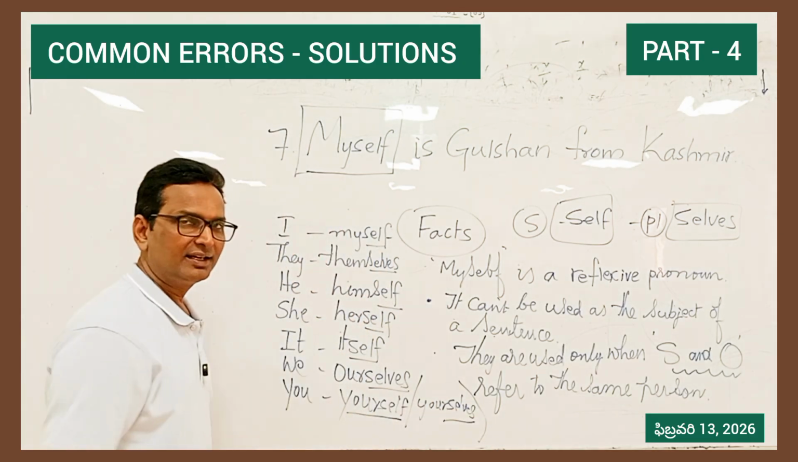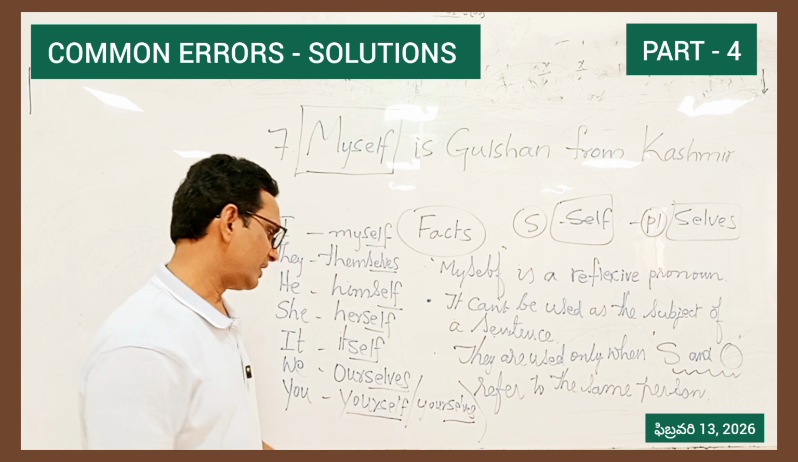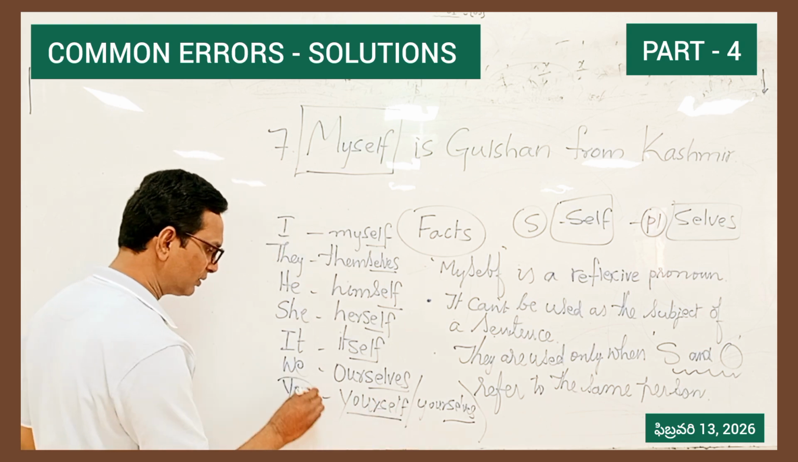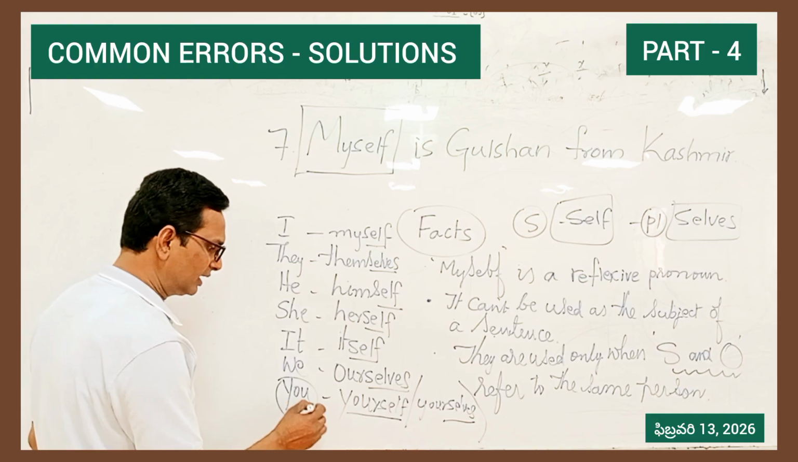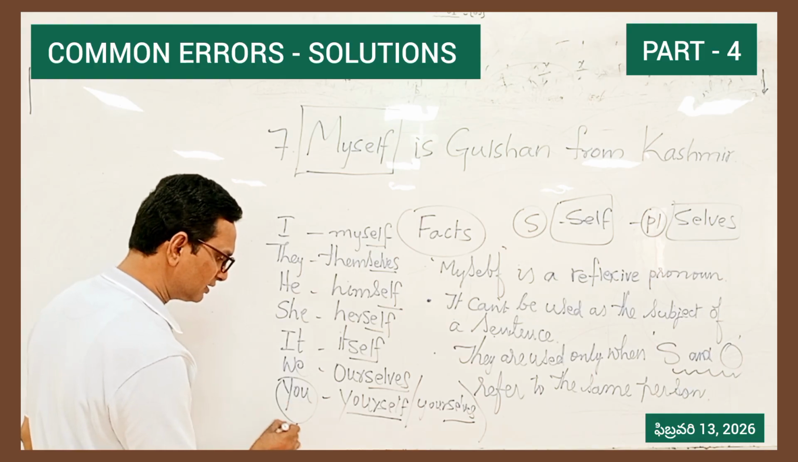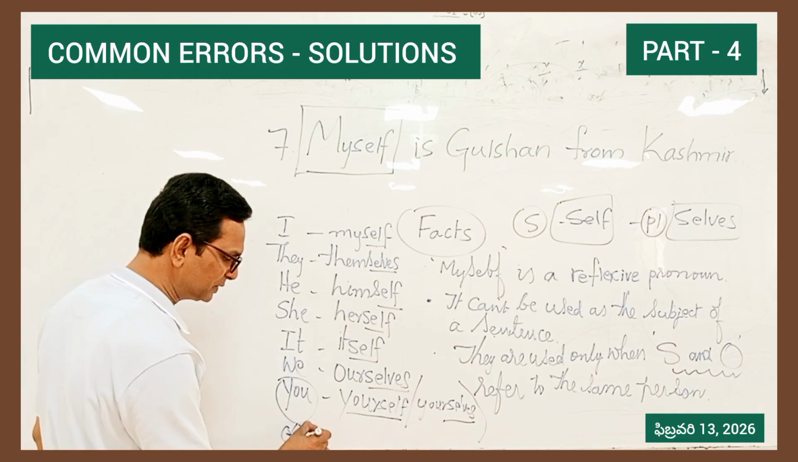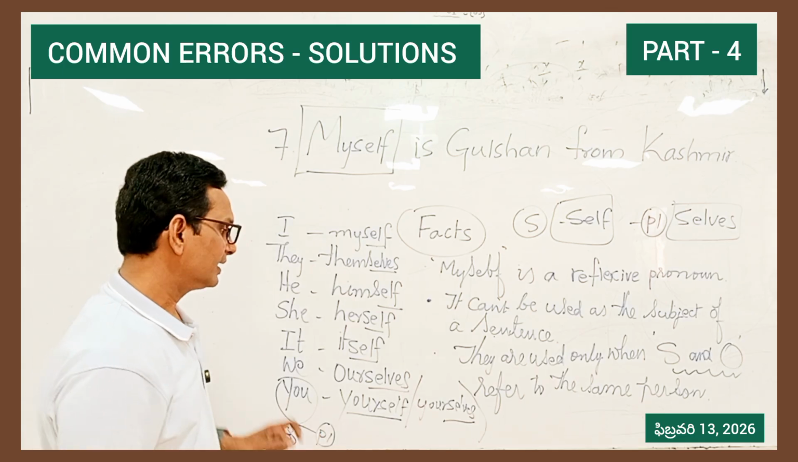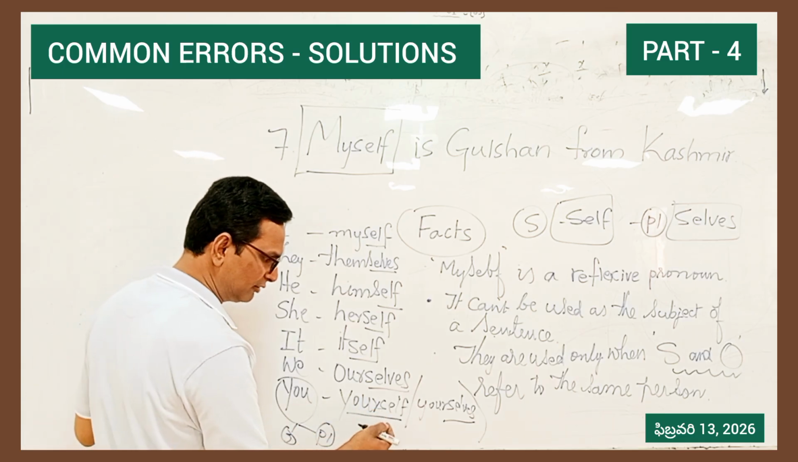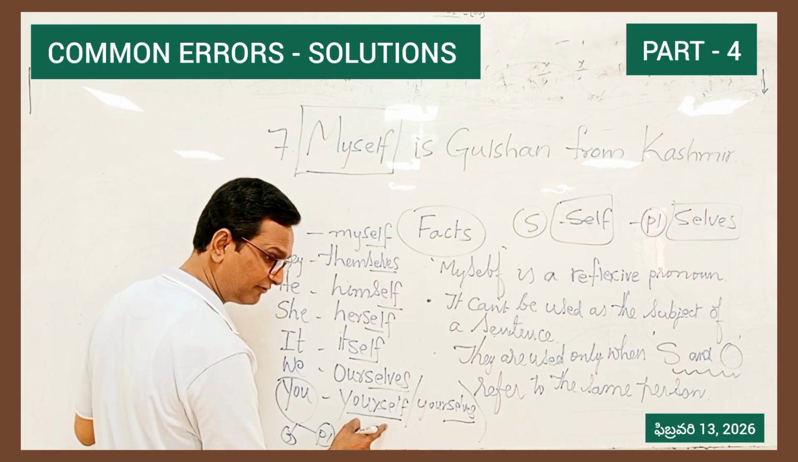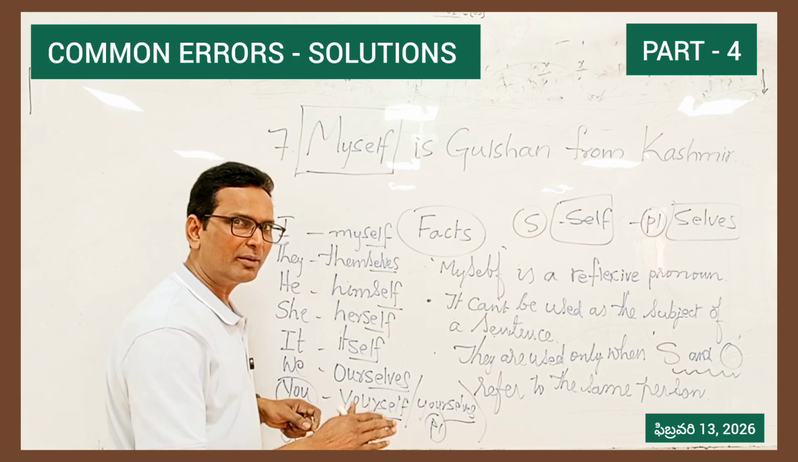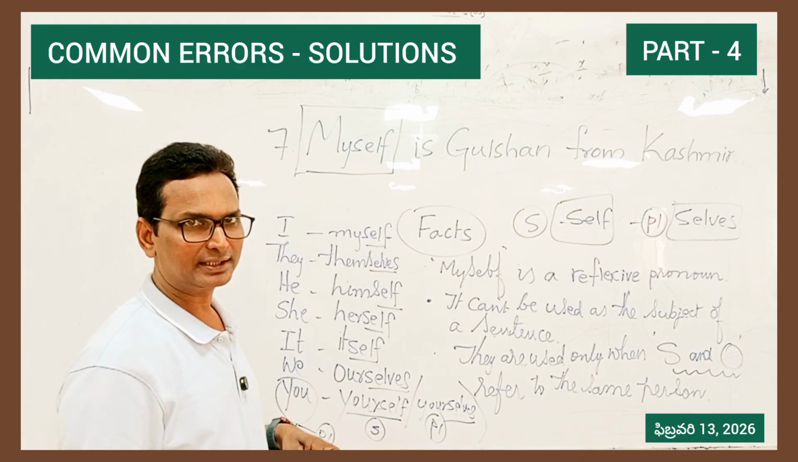Selves, self. Can you guess why I have written these two words? Since you is the only pronoun which could be used either to indicate singular, one person, it could also be used for plural, more than one. Do you understand this point? That's why we have to use for singular yourself, for plurals yourselves. This is a common point. This is a basic point fundamentally.